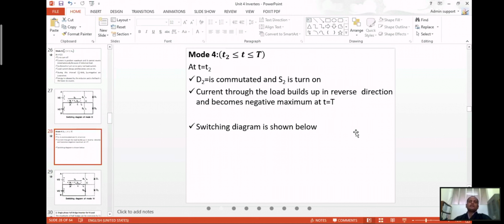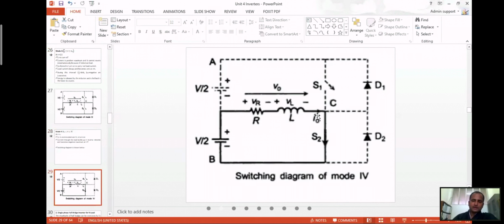In mode 4, D2 is commutated and S2 is turned on at this point, during the interval T by 2 to T. The current through the load builds up in the reverse direction and becomes negative maximum at T. The switching diagram is shown here, where S2 is conducting in mode 4 operation.